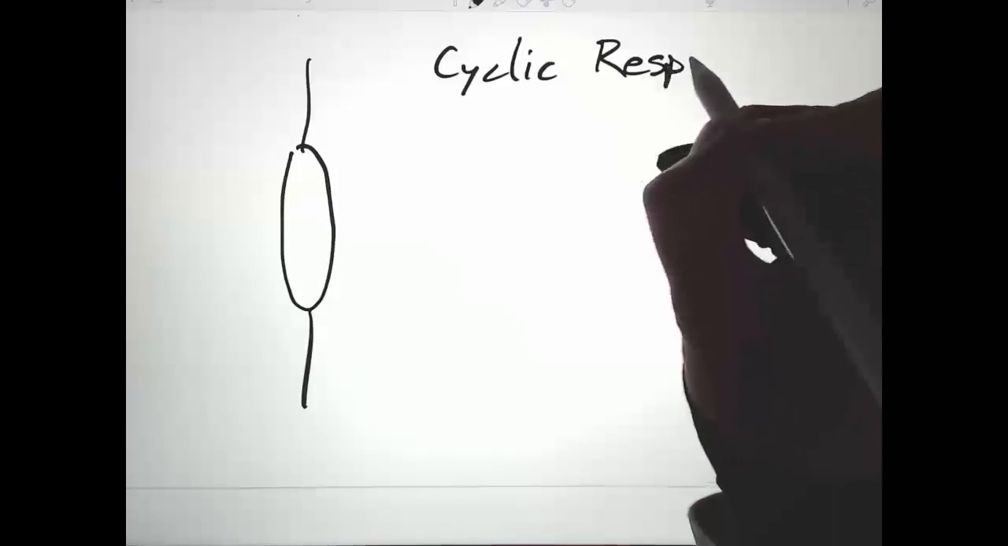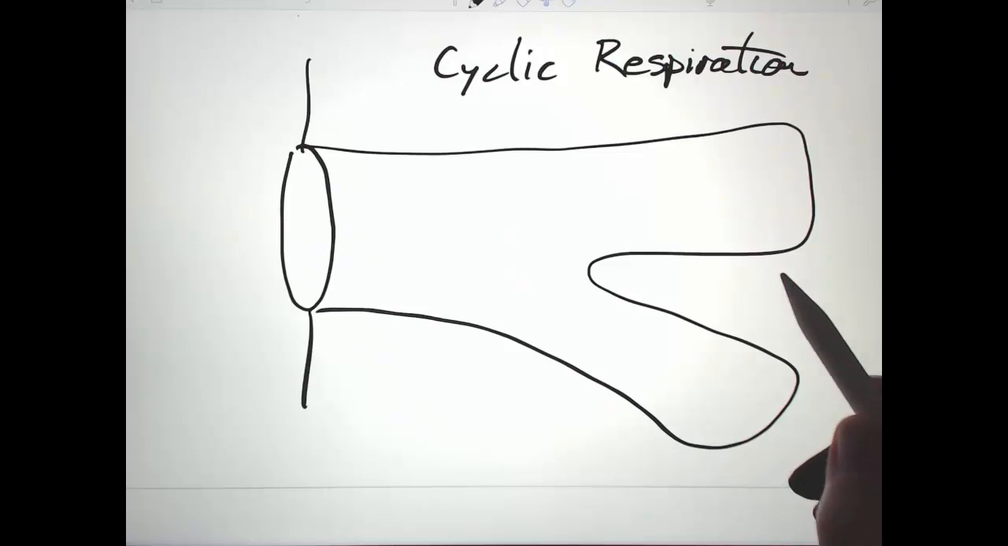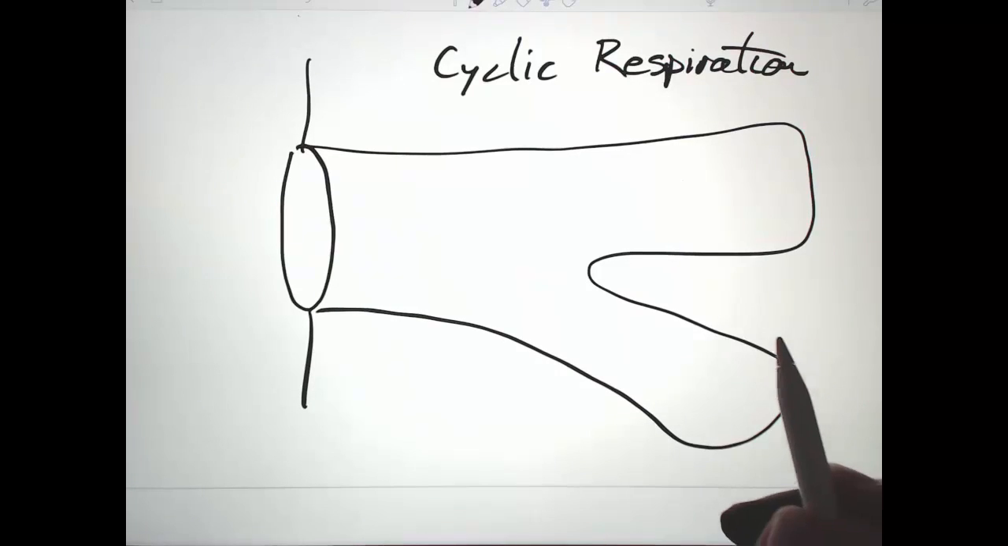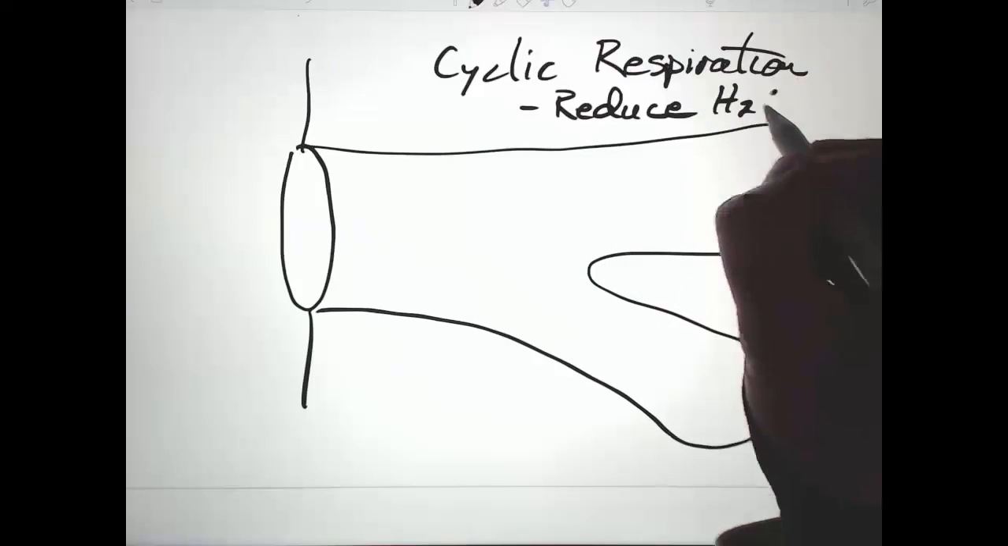Some insects have a system that's called cyclic respiration. I'll just do a single spiracle with no connections. This is not accurate biologically, but it'll work for the sketch. Cyclic respiration, the intent is to reduce water loss.